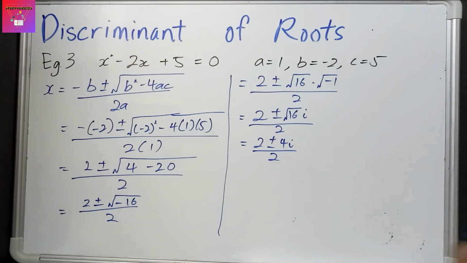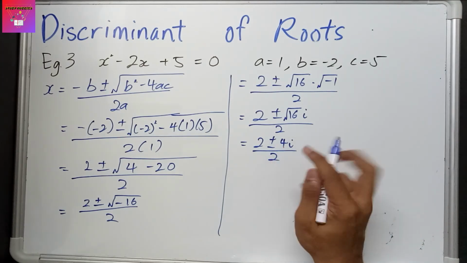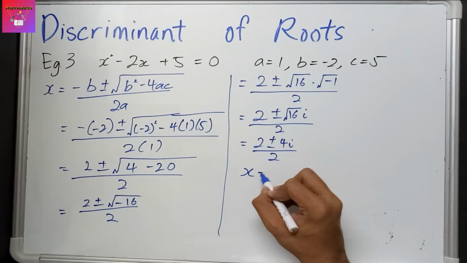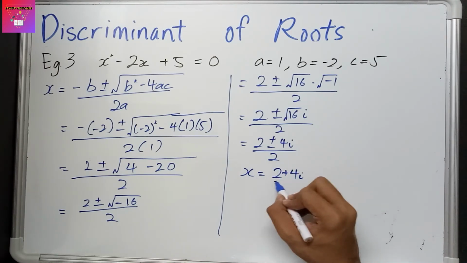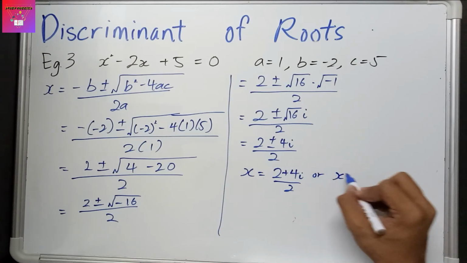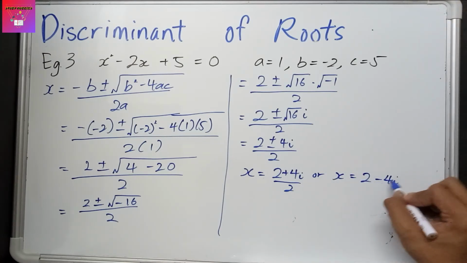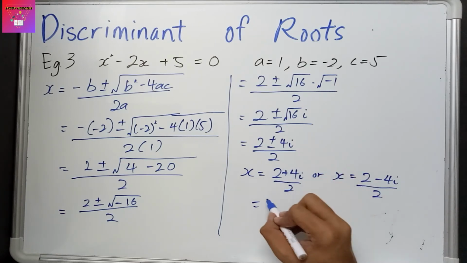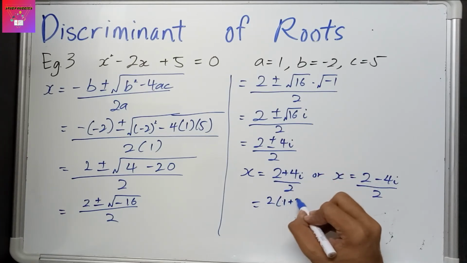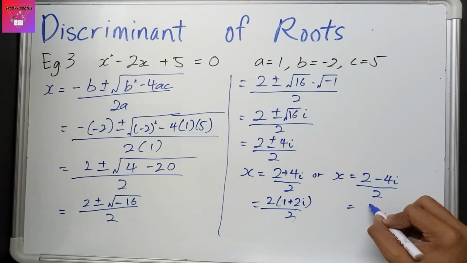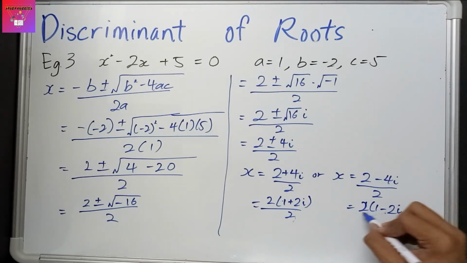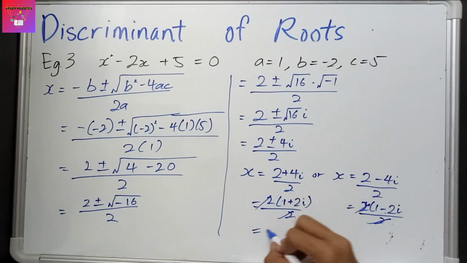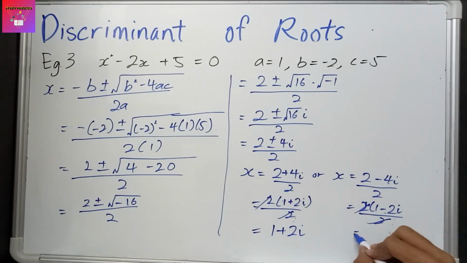Now as you've seen, you would have noticed by now that there is a complex number, and that's why I was saying that this is a complex root. And how do we get two complex roots? Since there's a plus and minus here, we can split them into two, where we're going to get x equals 2 plus 4i over 2, or x equals 2 minus 4i over 2. We can simplify this by removing the 2. So cut off the 2, and we're going to get 1 plus 2i and 1 minus 2i.